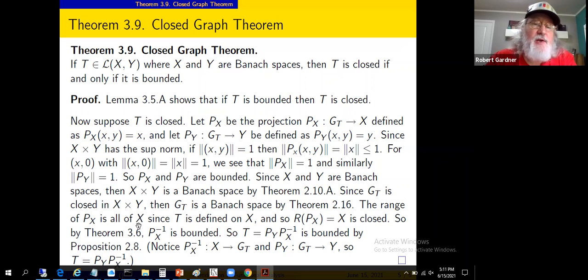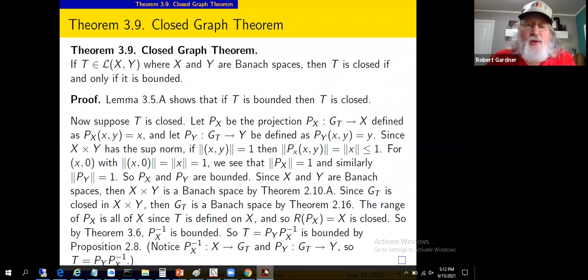P sub x includes, therefore, all of x, projects those pairs onto this space and includes all elements of this space. So the range of P sub x equals all of x. Space x is closed in itself. So here we have a mapping with a closed range. Theorem 3.6 told you if the range of a linear transformation is closed, then the inverse of that linear transformation is bounded.